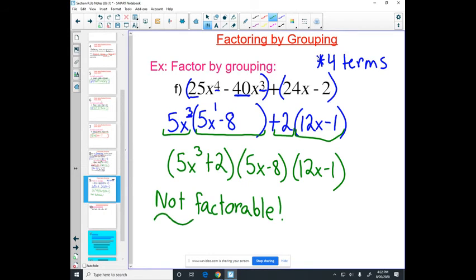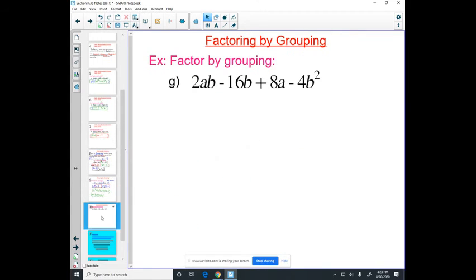So this problem is not factorable because these 2 inside pieces that were inside the parentheses were not the same, like they were on the last problem. So I cannot factor this anymore. And if you ever run into that, that's what you would say as well, not factorable. Let's try one more and then we'll be done. You guys are doing great.